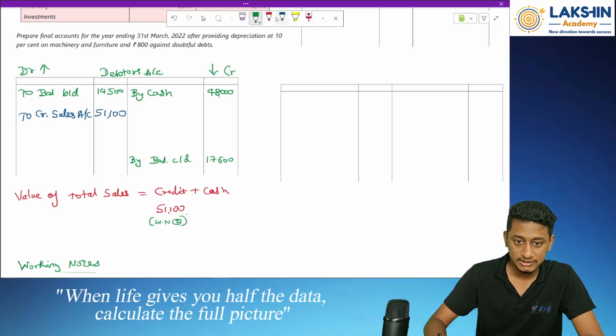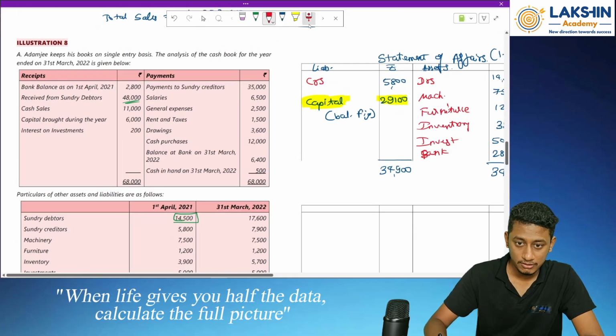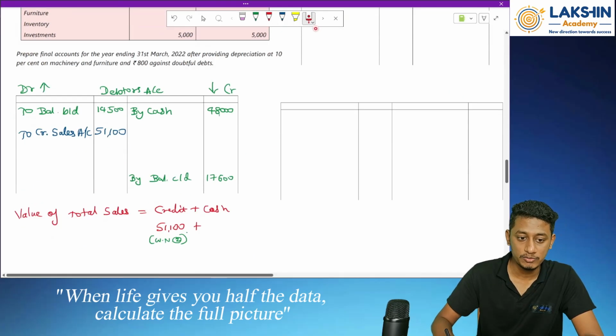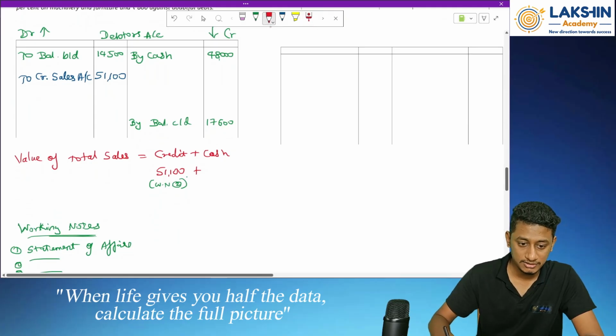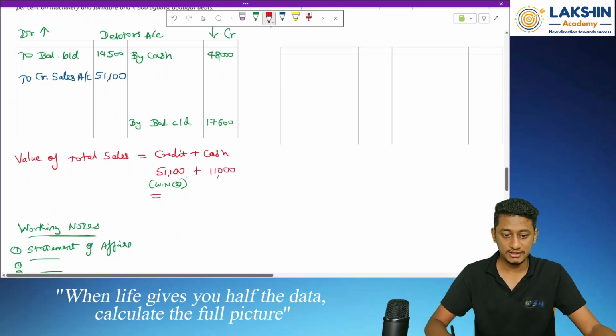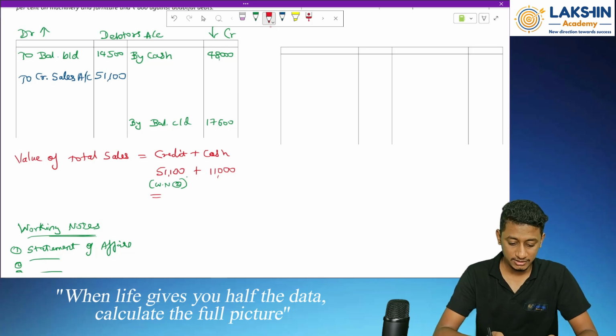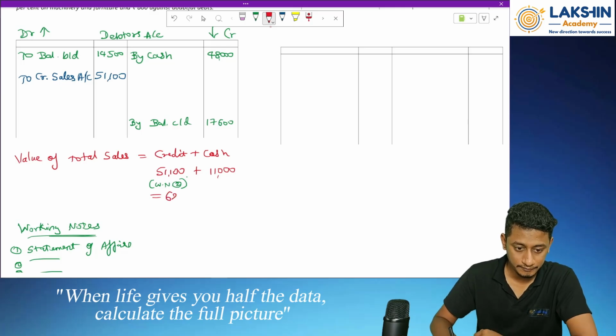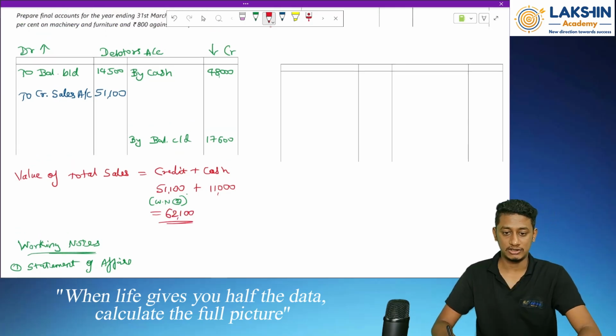Fine. Plus what is the cash sales that has happened as per the question? Cash sales is rupees 11,000, right? So as per this question, 11,000 is the cash sales. So what is the value of total sales then? 51,100 plus 11,000, that is 62,100. 62,100 is my value of total sales. Okay, then going ahead.